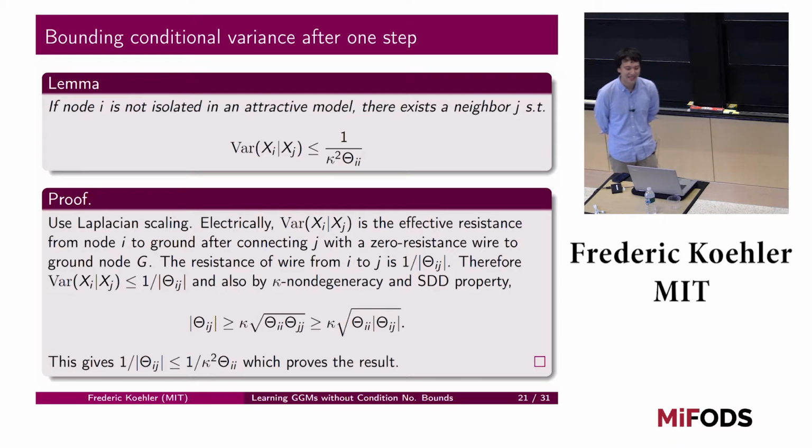And so now, what's an upper bound on the variance? If I interpret in terms of resistance, I'm basically asking, what's the effective resistance from node i to node j? Well, we know that there is a direct connection which has resistance 1 over theta ij. There might be other connections through the graph which are actually going to make this quantity smaller, but we can ignore them and get an upper bound on the variance of 1 over theta ij. Now, to get an upper bound, we need to lower bound theta ij. We use the kappa non-degeneracy, and the fact that we've rescaled so the model is SDD. Then just writing that out and doing some algebra, we get an upper bound of 1 over kappa squared theta i, as promised.